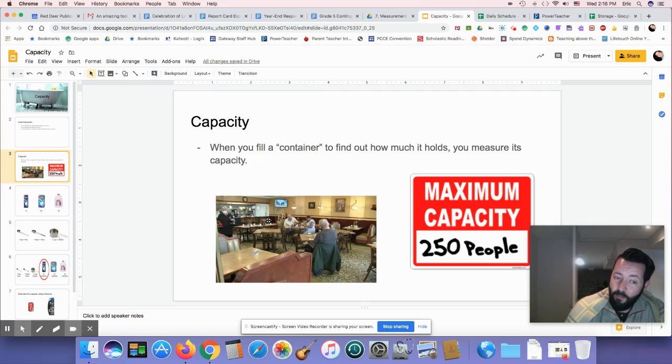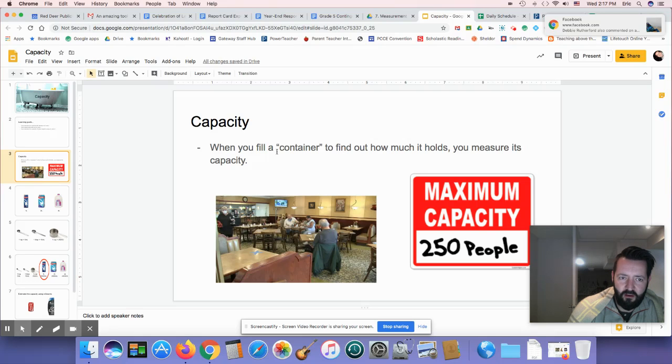So they've got a capacity, an amount of people that they're designed to hold, but when they reopen here, they're only going to be operating at half capacity, which means basically every second chair is going to be empty. All of this in an effort to try to reduce the spread of the coronavirus if there's another outbreak. So capacity is just basically figuring out how much something can hold.